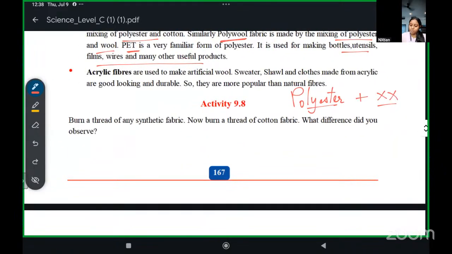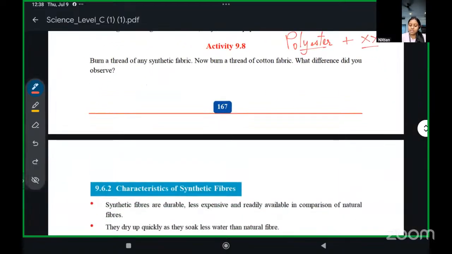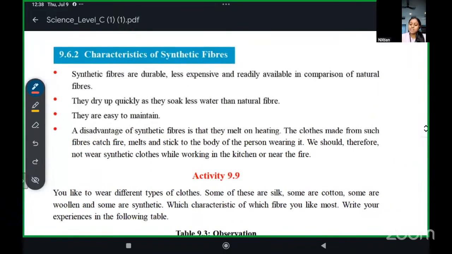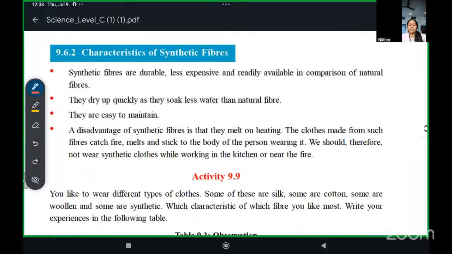Acrylic fibers are used to make artificial wool. Shawls and clothes from acrylic are good looking and durable, and they are more popular than natural fibers. Acrylic fibers are used to make sweaters and shawls. They are durable also and look good also. Now, there is an activity: burn a thread of synthetic fiber and burn a thread of cotton fabric. What difference did you observe?